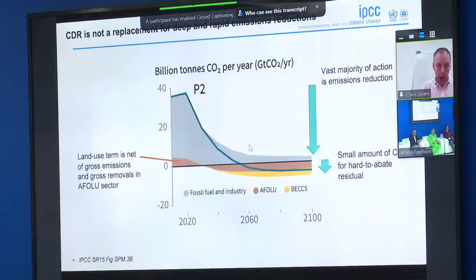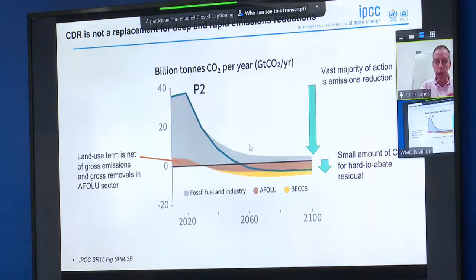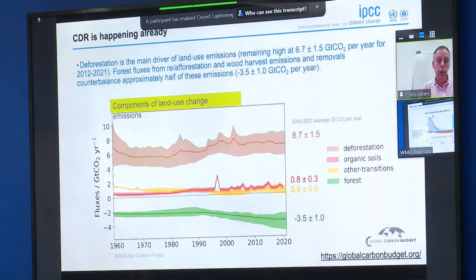What we can see also in this figure, so the brown area here is from the land use sector. We know that that net there, which is currently a small emission to the atmosphere, this land use term is also itself the balance between gross emissions and gross removals. And a nice aspect now from the global carbon budget update is we can actually quantify those individual terms. So we can look at the last few decades of land use change.